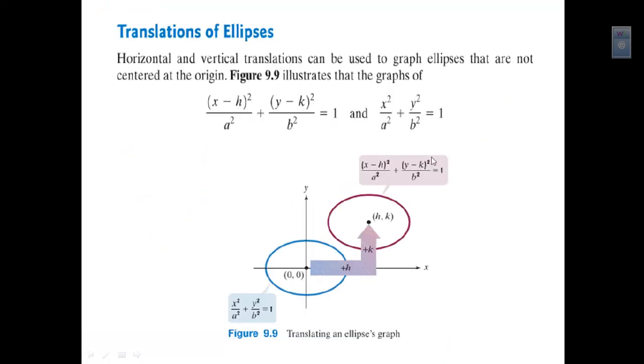Now, as I talked about just a second ago, ellipses are not always going to be centered at the origin. Horizontal and vertical translations can be used to graph ellipses that are not centered at the origin. X minus h, quantity squared over a squared, plus y minus k, quantity squared over b squared, equals 1, and x squared over a squared plus y squared over b squared equals 1 are these two equations. The blue one is this one. The purple one is this equation over here. So we actually shift over h and up k. Now, the reason we're going over to the right and up is the fact that both of these numbers are positive.